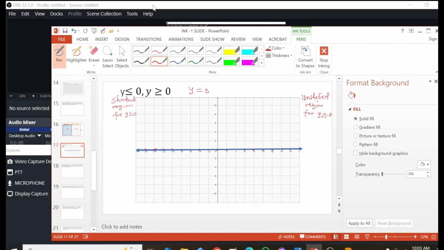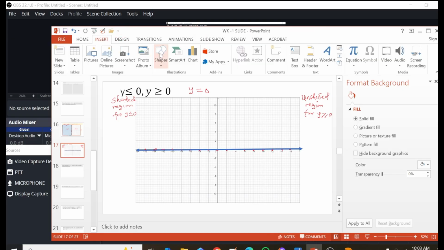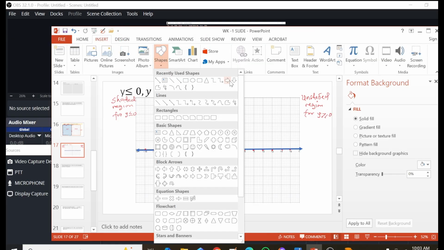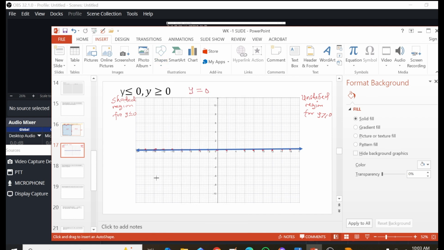For y is less than or equal to 0, I'm going to use the shaded region. I'm going to shade the region. So let's shade the region. To shade the region, let me do it.